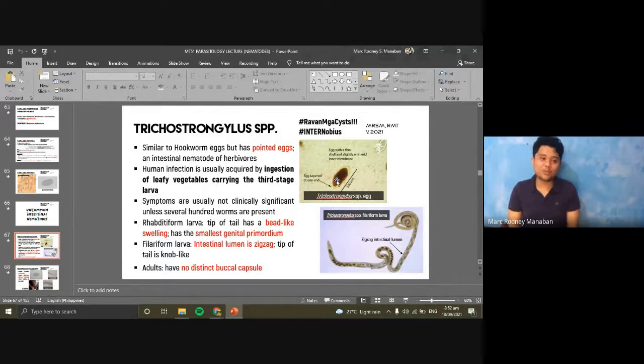Among the three, Trichostrongylus is the smallest, it has the smallest genital primordium. So Strongyloides has the largest. Hookworm is in between, meaning the size is just right. And Trichostrongylus is the smallest. Okay? Alright. It has the smallest genital primordium. For filariform larva, the tail is knob-like, so it has a doorknob appearance. And aside from that, it contains an intestinal lumen that is zigzag in appearance.